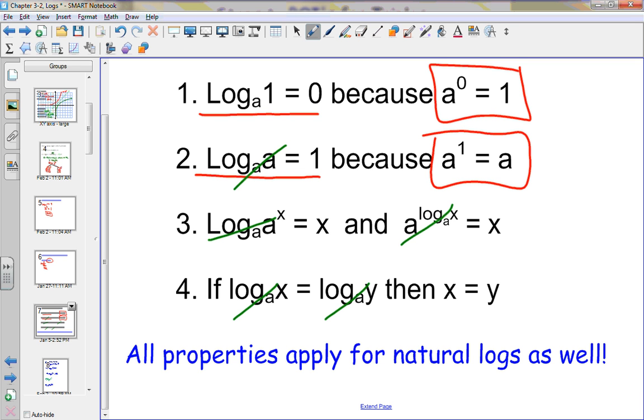So the base and the exponent cancel out the whole entire thing? Yep. Because if you write this as an exponential, a to the x is equal to a to the x, which is why you can cancel it out and just say it's x. Now, all the natural log bases apply here also. Same properties, just instead of log base a, put log base e, which is the natural log.